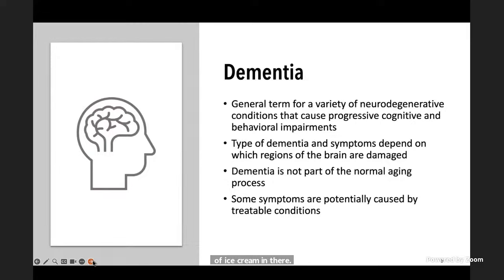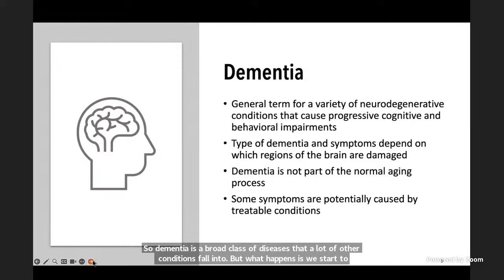So I get a lot of questions about what is the difference between dementia and Alzheimer's disease. Well, Alzheimer's disease is a condition that falls under the category of dementia.